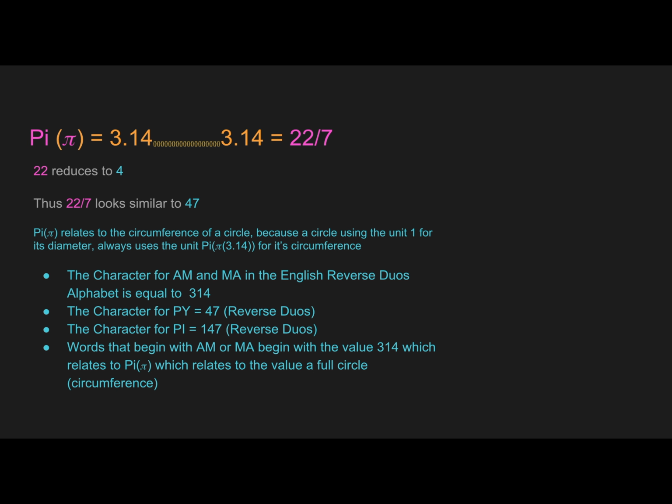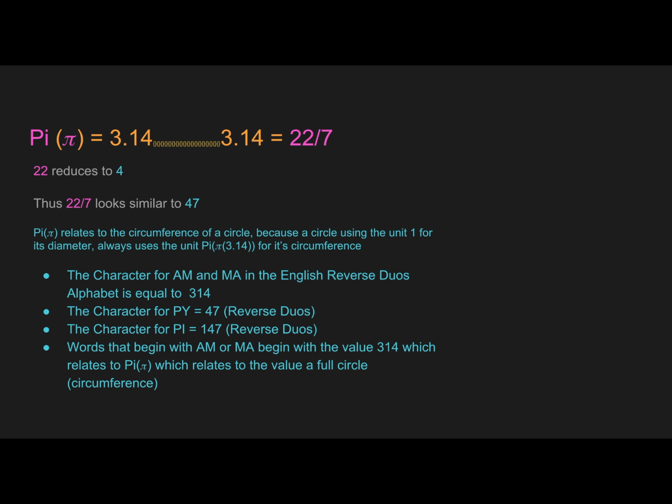What's also interesting is that the character for pi, PI, has the numerical value of 147 in the reverse duos alphabet. Words that begin with AM or MA begin with the value of 314. That's their first character's value when we're using the single last priority spelling.